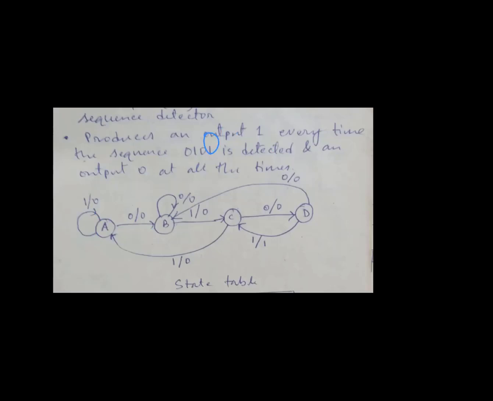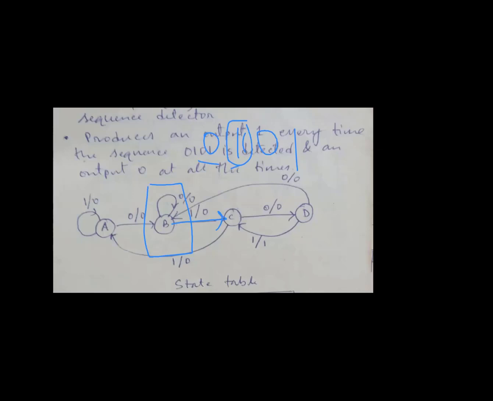So now 0 1 0 1 the sequence. Now similarly look at the B part. When we are in B, that means we already got a 0. So when we are in B, we have made a transition for 1 from B to C. Why? Because 1 is our desired input.